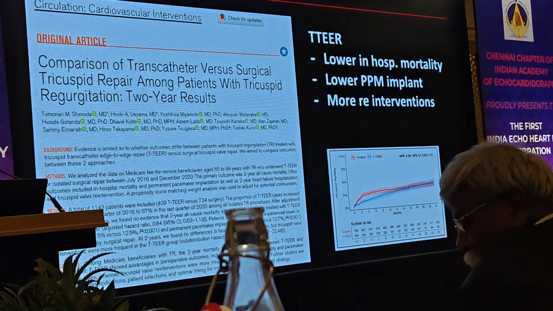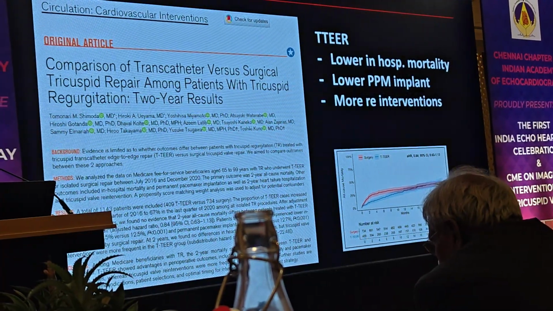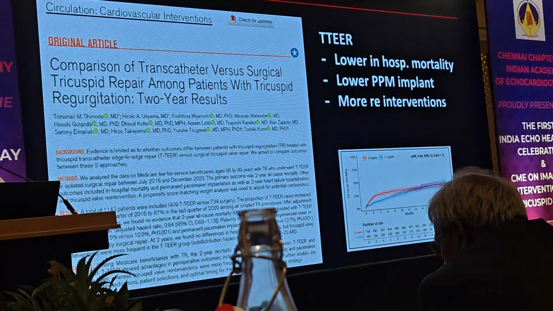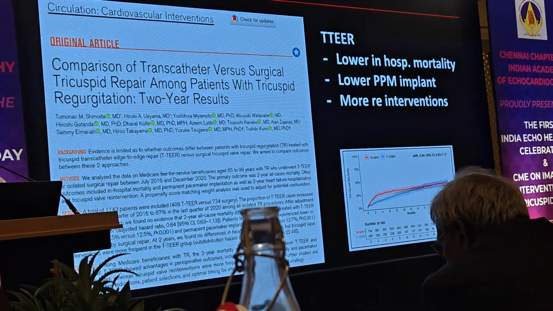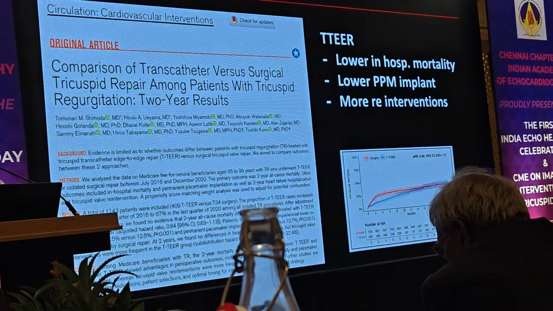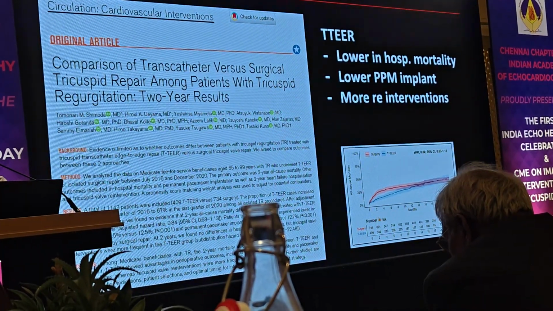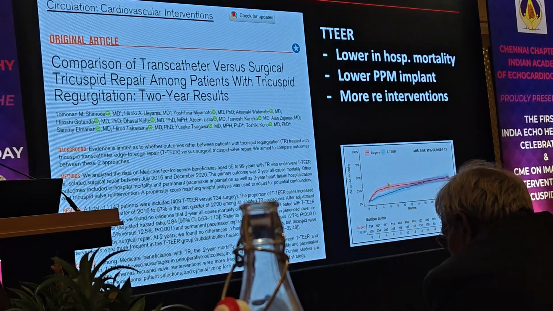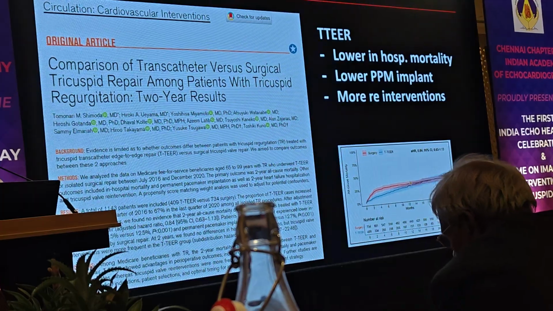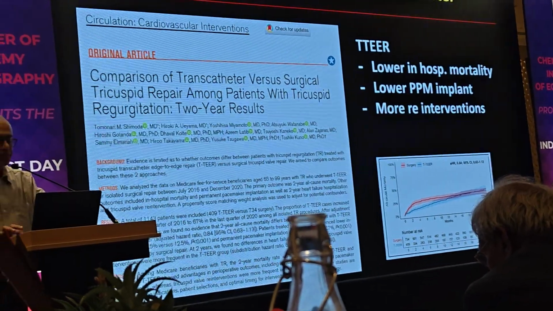And a brief look at the comparison of transcatheter versus surgical. So TTVR showed lower in-hospital mortality and lower pacemaker implants and more reinterventions. Otherwise they were on par, except for these few. And then you can see over a period of time the curve over there. Initially you see that the number of risk increases with the red line of surgery, but after some time they merge together, and they continue like that for 24 months.